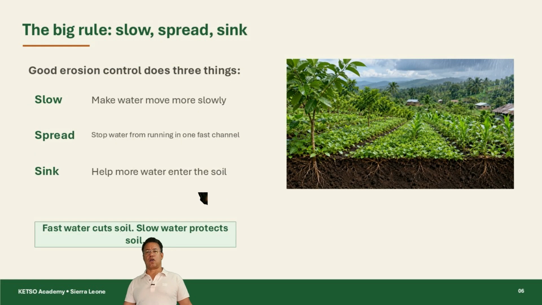So good erosion control has 3 ideas that help to control erosion. You have to slow down the water, so it does not run down fast. You have to spread the water, and let the water sink into the soil. And then 3 measures that we can use to control the erosion.